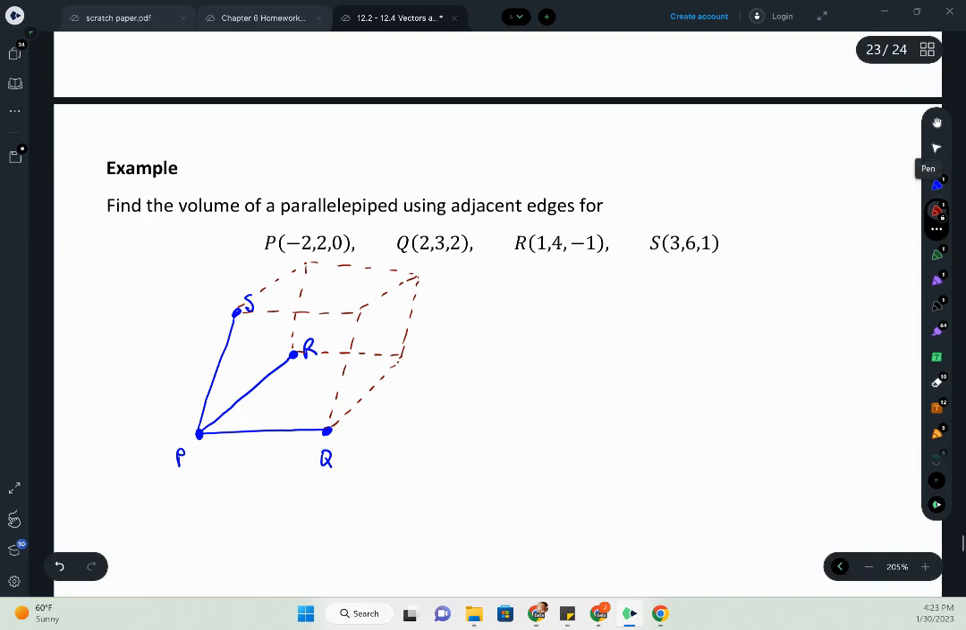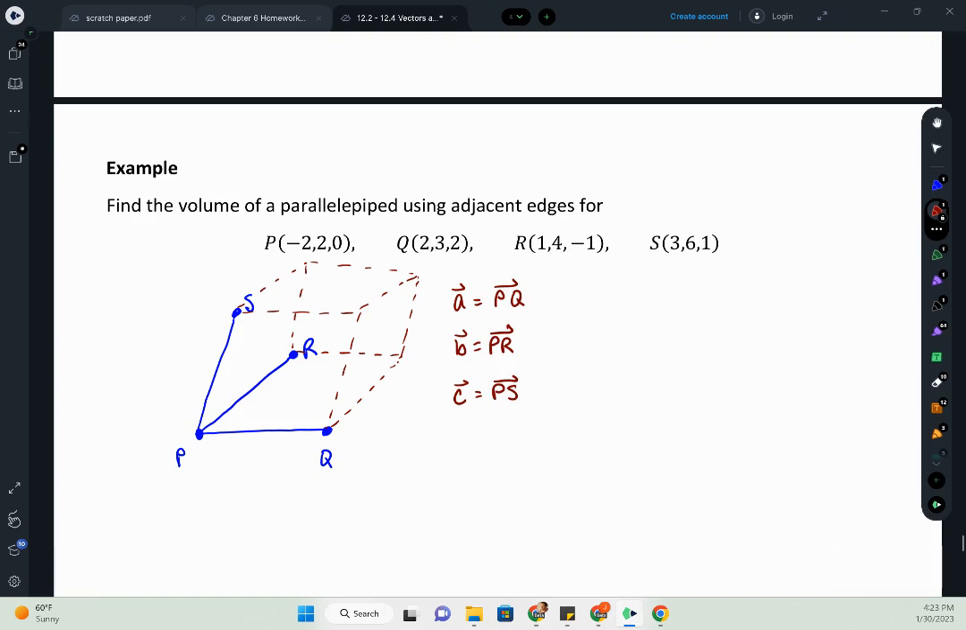And so it looks like we need to form three vectors, and the three vectors should always start in the same place. They should be the three vectors that kind of define the parallelepiped. So what I'm going to do is I'm going to let A equal PQ, B will equal PR, and C will equal PS. Those are going to be my three vectors that define the parallelogram. So using things we've done before, remember you always take the later point and subtract the earlier point.